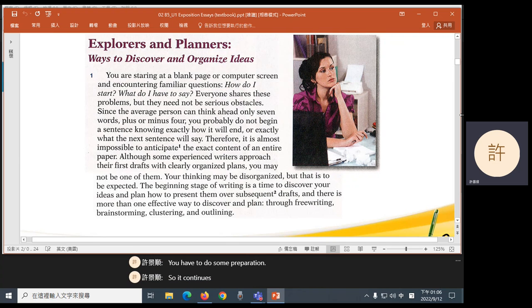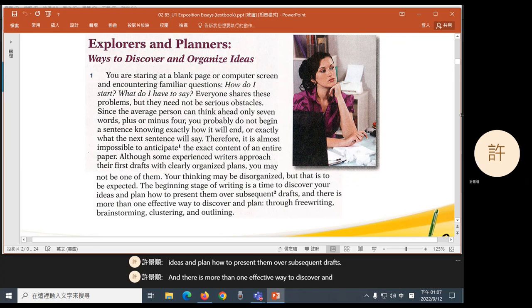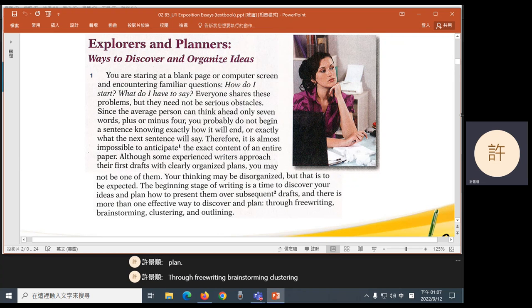So it continues. Although some experienced writers approach their first drafts with clearly organized plans, you may not be one of them. This is, again, connecting with the reader. Some people can prepare quickly. But some people cannot, and that's okay. Your thinking may be disorganized, but that is to be expected. The beginning stage of writing is a time to discover your ideas and plan how to present them over subsequent drafts. And there is more than one effective way to discover and plan: through free writing, brainstorming, clustering, and outlining.